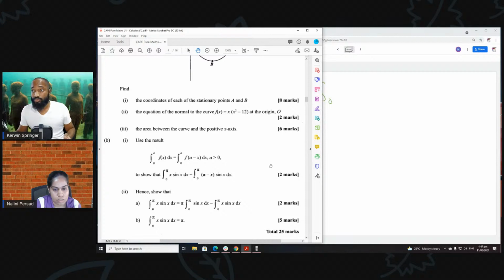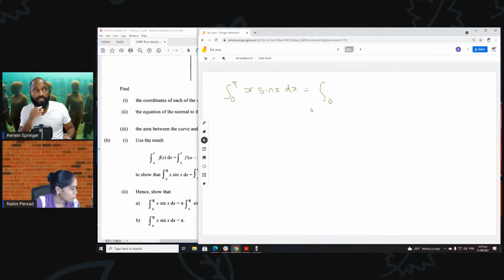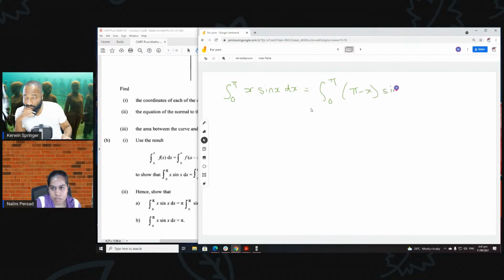Sorry, I'm blocking. Sorry about that, Javish. So from the part before, you're going to use that it's pi minus x by sine x with respect to x.